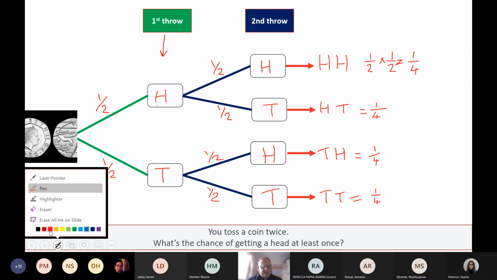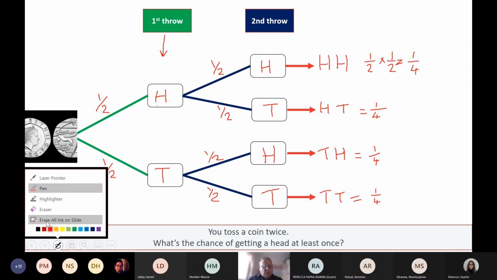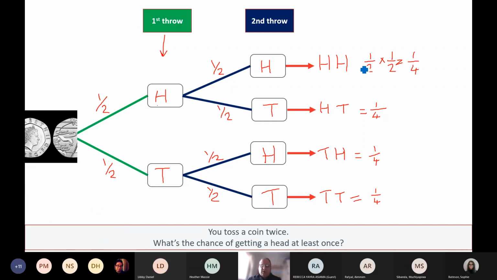Let's go back to the pen. The question was, what's the chance of getting a head at least once? I'll give you a second before I write it on. You don't necessarily have to put it in the chat, although you're welcome to. Have a look at those 4 options at the end. Which of those would you say is the chance of getting a head at least once? And the key is at least once, not exactly once.